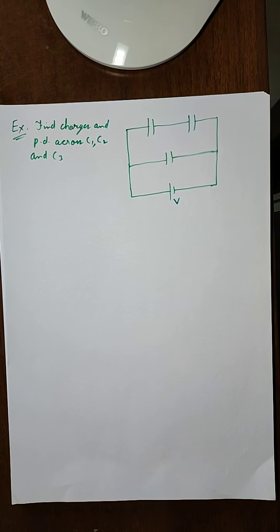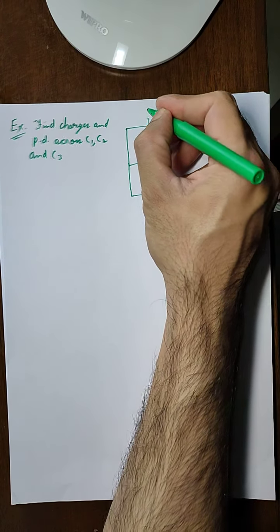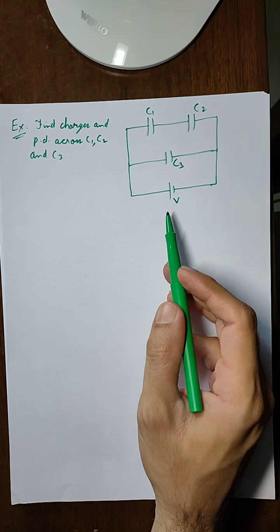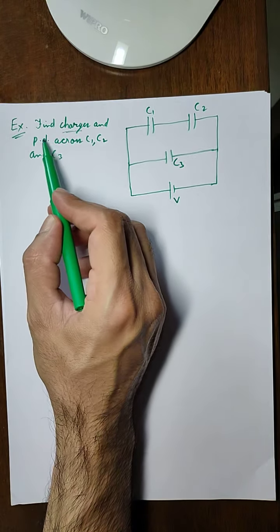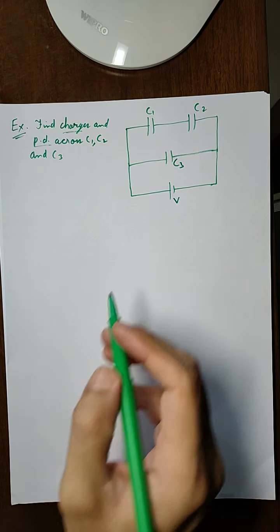Now let us do a solved example to understand what we studied in the previous video. Suppose this circuit is given to us and we have these three capacitors C1, C2 and C3 connected across a battery of potential difference V, and we have to find the charges and the potential difference across each of the capacitors.